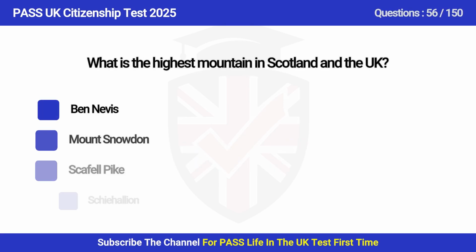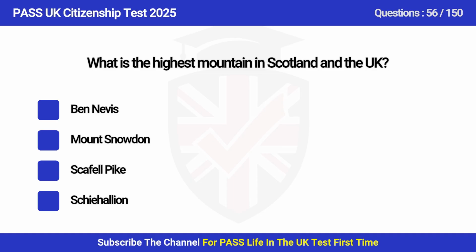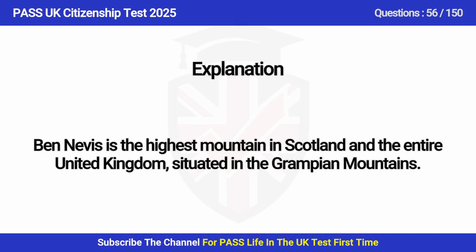Question 56. What is the highest mountain in Scotland and the UK? A. Ben Nevis, B. Mount Snowdon, C. Scafell Pike, D. Cairn Gorm. Answer is A. Ben Nevis. Ben Nevis is the highest mountain in Scotland and the entire United Kingdom, in the Grampian Mountains.